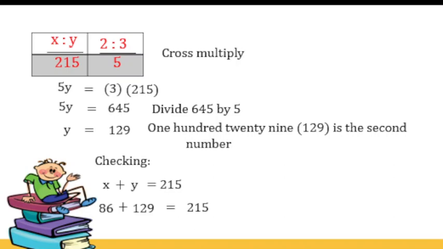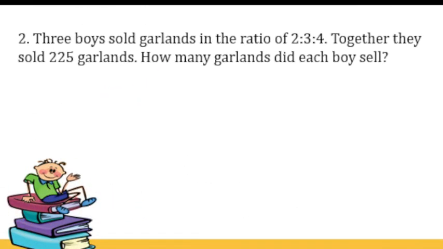So that is partitive proportion. Now, another example is, let's say, 3 boys sold garlands in the ratio of 2 is to 3 is to 4. Together they sold 225 garlands. How many garlands did each boy sell? Okay, now, since it is divided into proportion, the whole, so the ratio of the 3 boys is 2 is to 3 is to 4, and the sum of 2 is to 3 is to 4 is equal to 9.